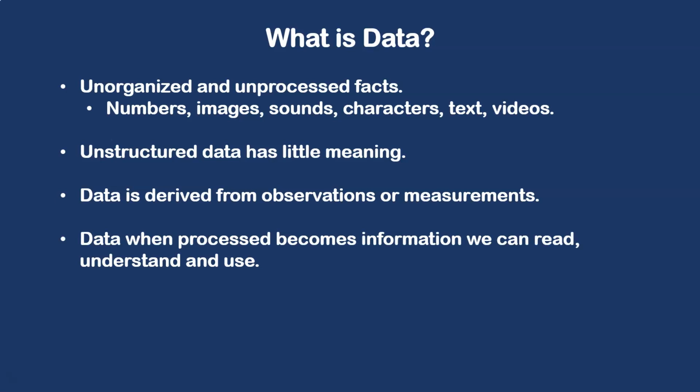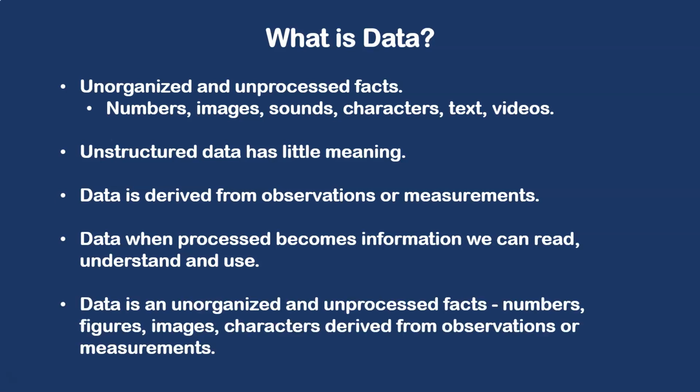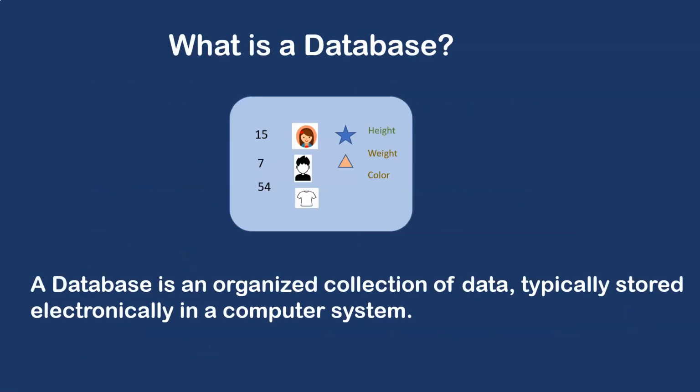Data, when processed, becomes information we can read, understand, and use. Data is unorganized and unprocessed facts and can include numbers, figures, images, characters, and is typically derived from observations or measurements. Next, what is a database? A database is an organized collection of data, typically stored electronically in a computer system.